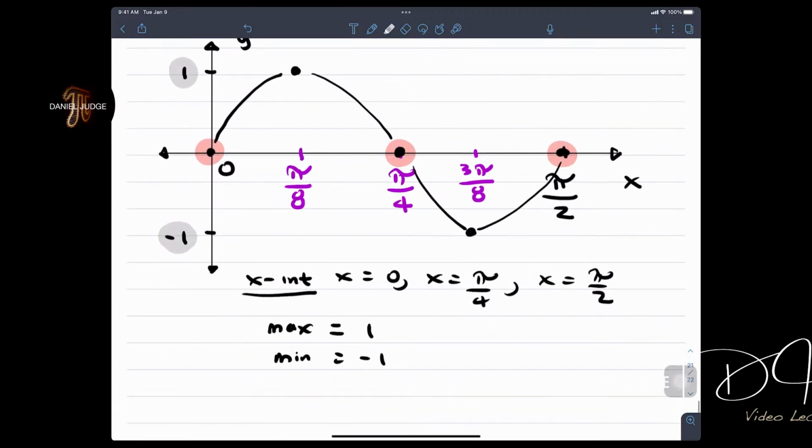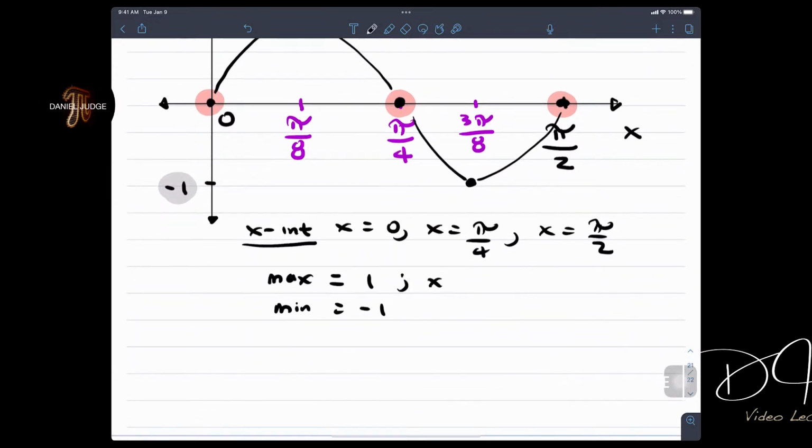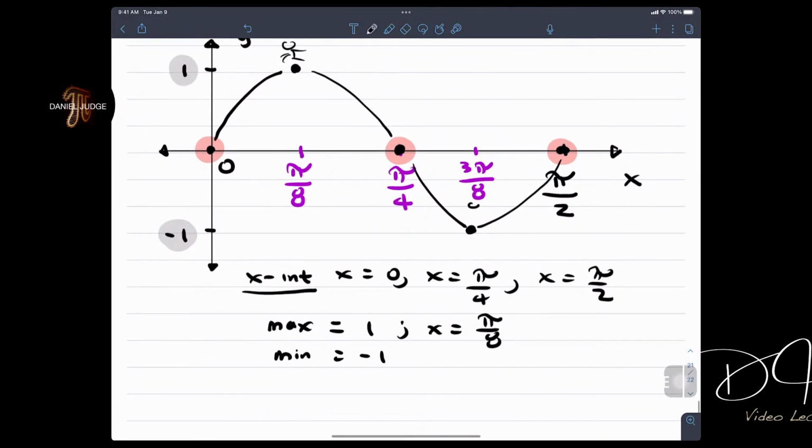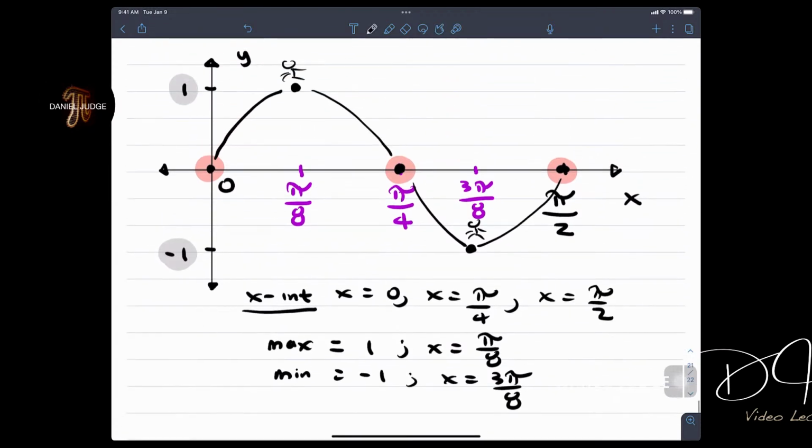And you say, when do I have a max? Well, you're standing on top of the hill when x is pi over 8. So that's what we want to locate here. You're in a valley when x is 3 pi over 8. And that's all the relevant information about this curve, ladies and gentlemen.